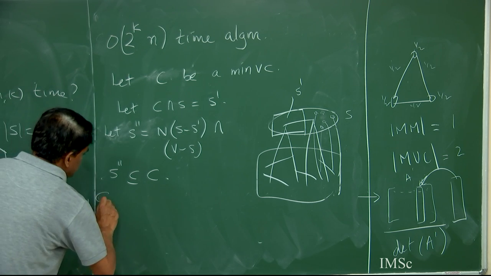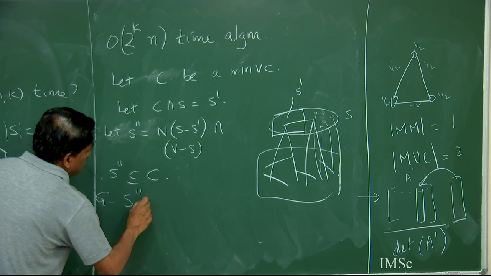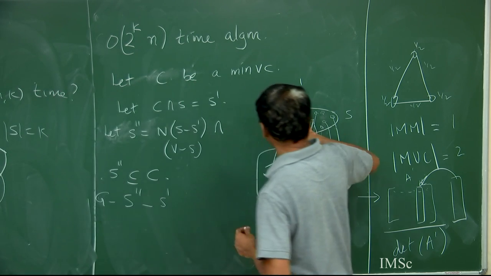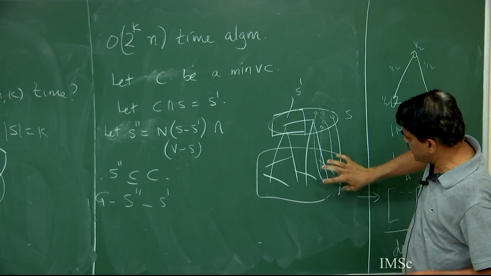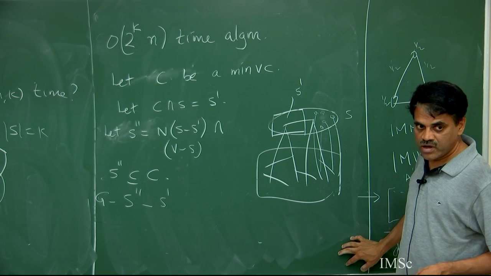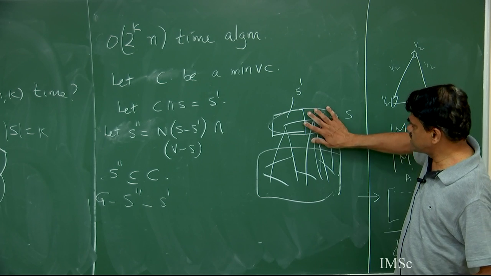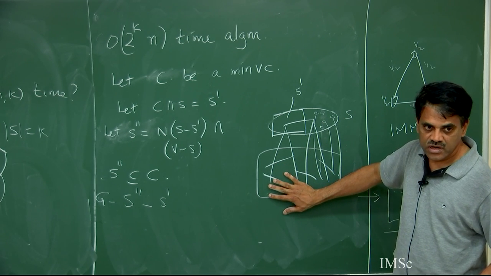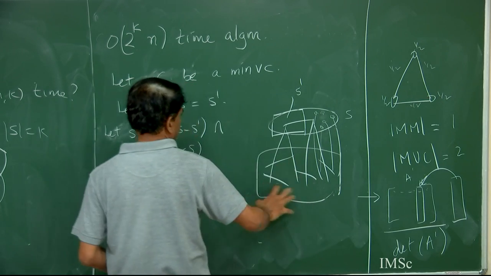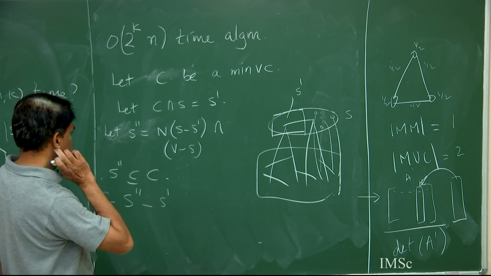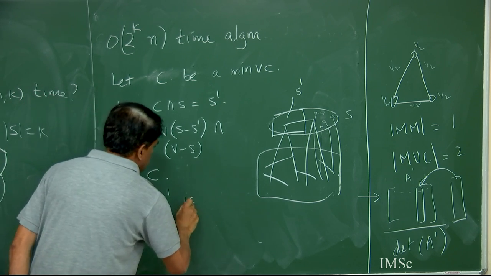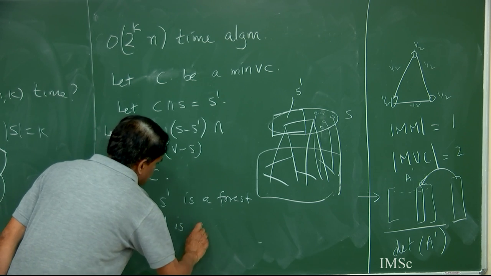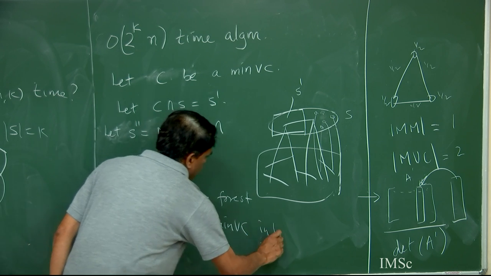So now let me look at G minus S double prime minus S prime. What can you say about that? What have I done? I have deleted this set because that is in the solution. I have deleted the neighbors of these vertices. What is left? These guys are also gone, they are isolated now. What is left is these vertices, and they form a forest. So then I can find the minimum vertex cover in polynomial time here, because it's a forest, and C minus S prime minus S double prime is a minimum vertex cover in the forest F.